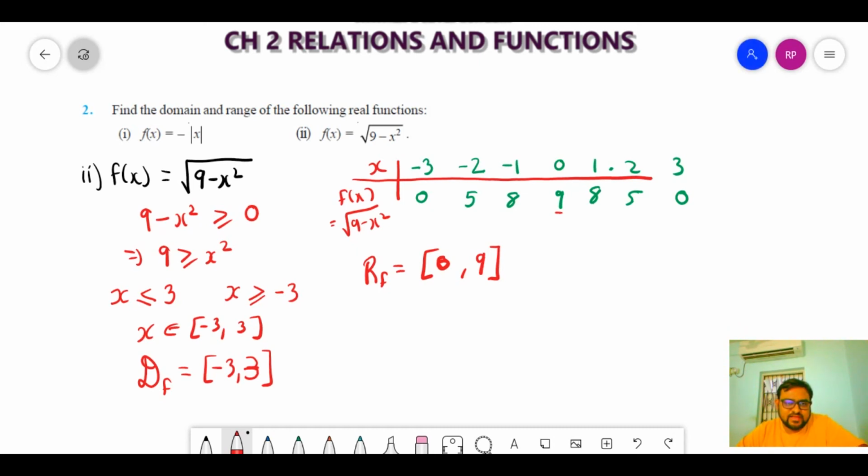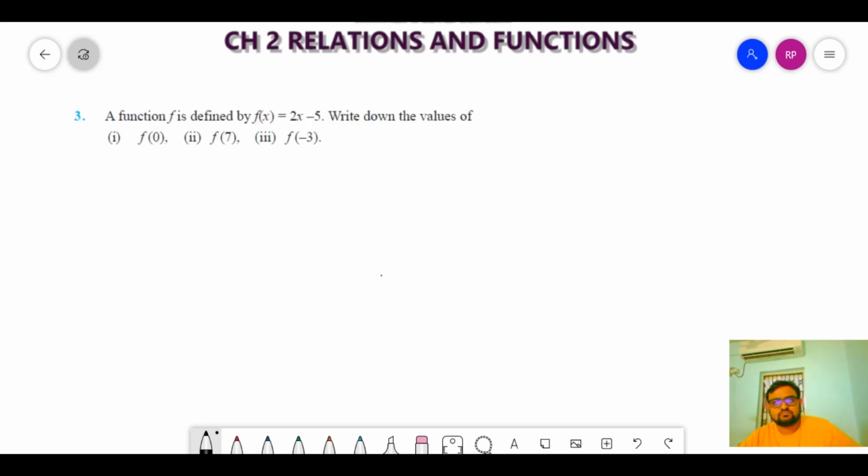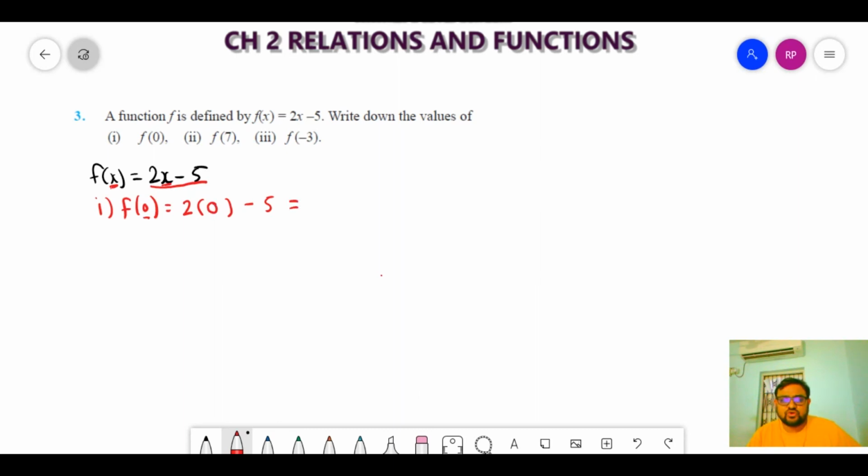Now let's move to the next question, that is question number 3. The function f is defined by f(x) = 2x - 5. You have to find three values. First is f(0). I will write the same function, but in the place of x I will put a bracket. Here it was x, so here it is x. In the place of x I will put 0. So 2 into 0 is 0, minus 5, is minus 5.